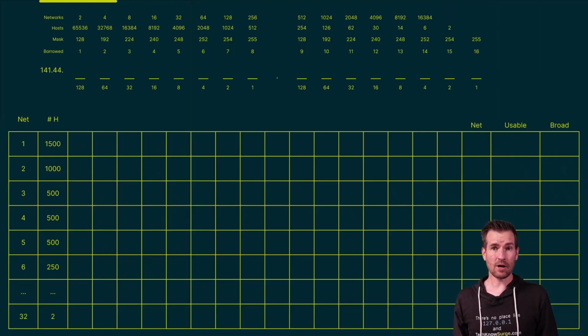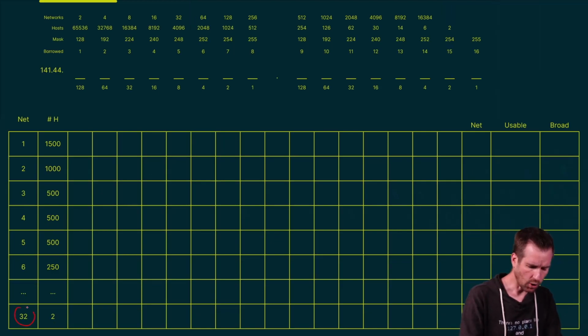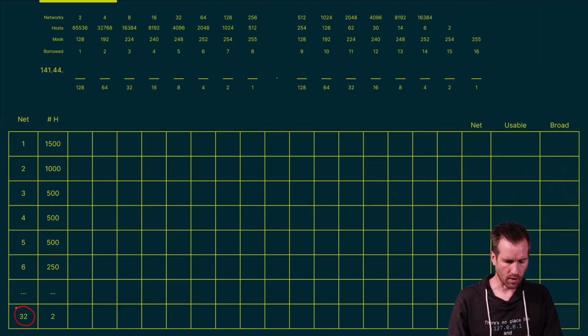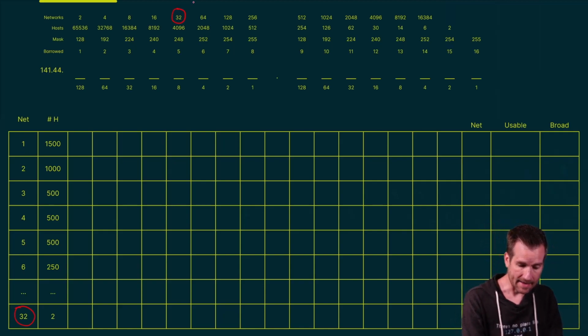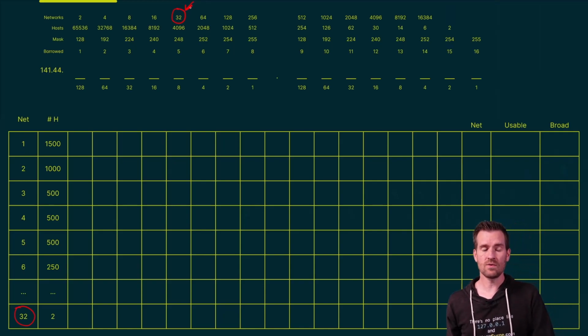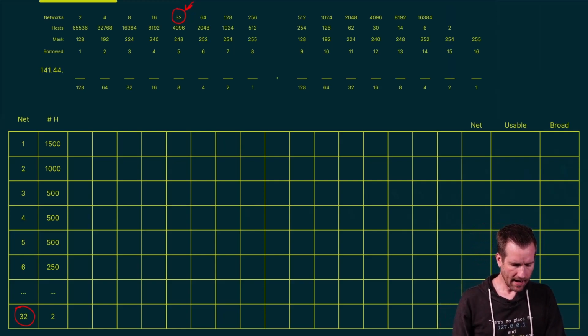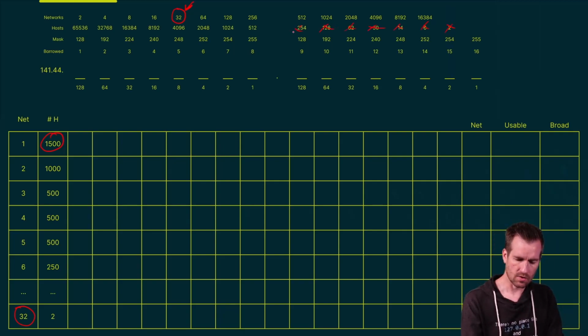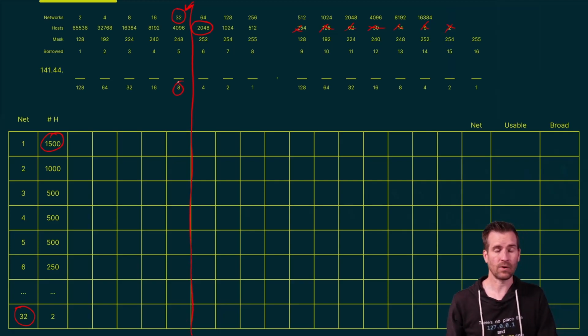The first thing that I'm going to need to do is determine how many bits I'm going to need to borrow. I need a total number of 32 networks. So I can get exactly that right there. So 32 networks right there. And then I also need up to 1,500 hosts per network. So I can cross that off, or really I can just jump straight to this is going to be what we need right there. So this is where I'm going to draw the line. I am borrowing 8 bits for this.